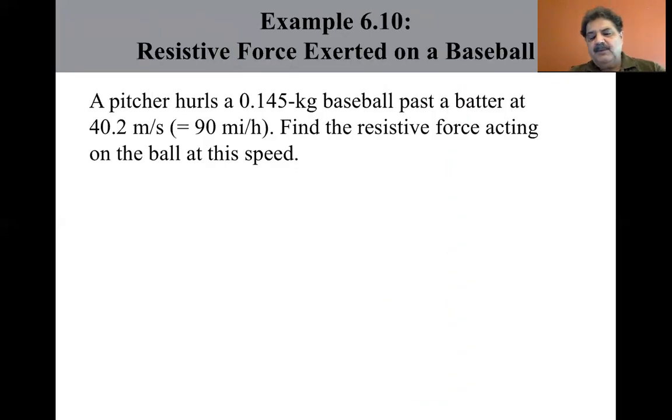Okay, let's conceptualize. In this example, the object is now moving horizontally through the air instead of moving vertically under the influence of gravity and the resistive force. The resistive force causes the ball to slow down, and gravity causes its trajectory to curve downward. We simplify the situation by assuming the velocity vector is exactly horizontal at the instant it is traveling at 40.2 meters per second. And we categorize this problem as follows.